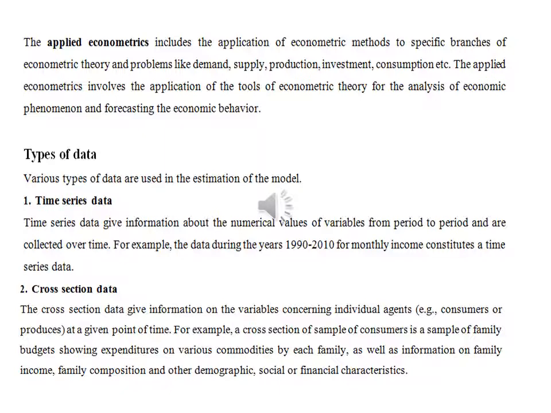Cross-section data: the cross-section data give information on the variables concerning individual agents, consumers, or producers at a given point of time. For example, a cross-section sample of consumers is a sample of family budgets showing expenditure on various commodities by each family, as well as information on family income, family consumption, and other demographic, social, or financial characteristics.